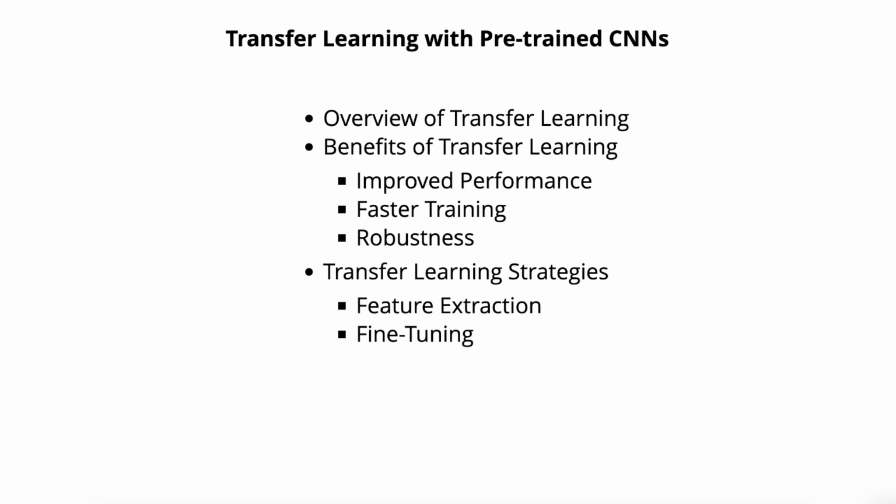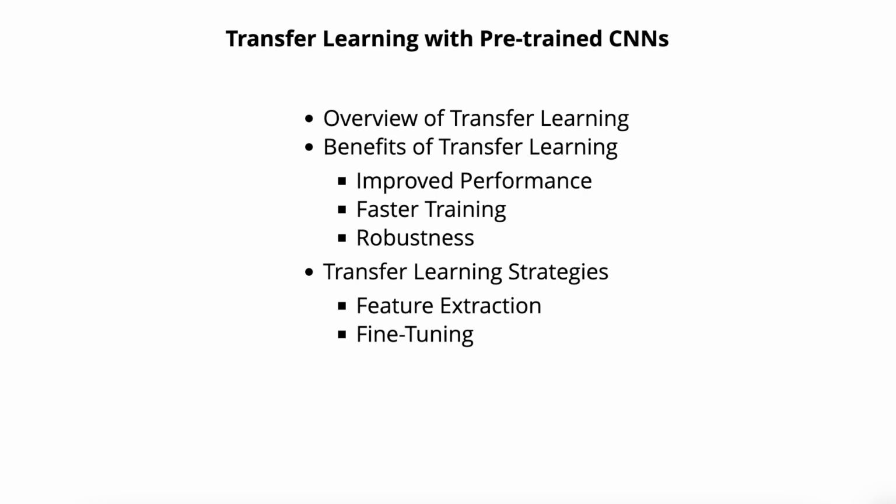First topic is all about the overview of transfer learning. Transfer learning involves transferring knowledge from a source domain, usually a large dataset, to a target domain, a smaller dataset, or a specific task. In the context of CNNs, this typically means using the learned features from pre-trained models to improve the performance of models on new tasks.